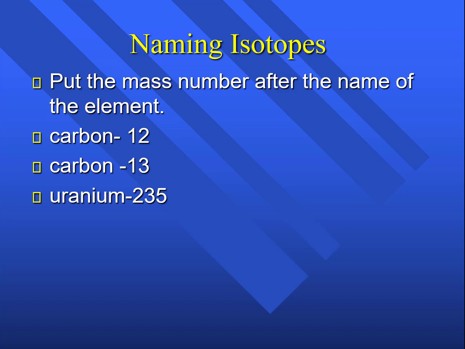So carbon 12 has a mass number of 12. There's another kind of carbon called carbon 13. It has a mass number of 13. There's also a carbon 14. It has a mass number of 14. They're all carbon. So they all have 6 protons. But they have different numbers of neutrons. Carbon 12 has 6 neutrons. Carbon 13 has 7 neutrons. Carbon 14 has 8 neutrons.